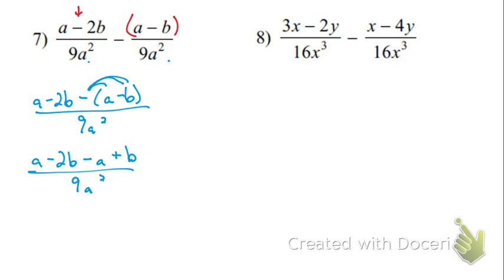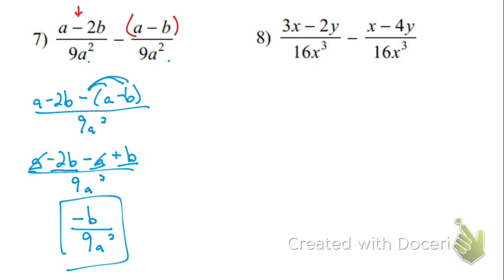So now I'm going to combine like terms. What is a minus a? Well, the a's go away. All right, they're gone. So now all I have to do is I have negative 2b plus b, that's negative b. So negative b over 9a squared. No a's on both top and bottom, no b's on both top and bottom. Nothing else to do but put a box around it.